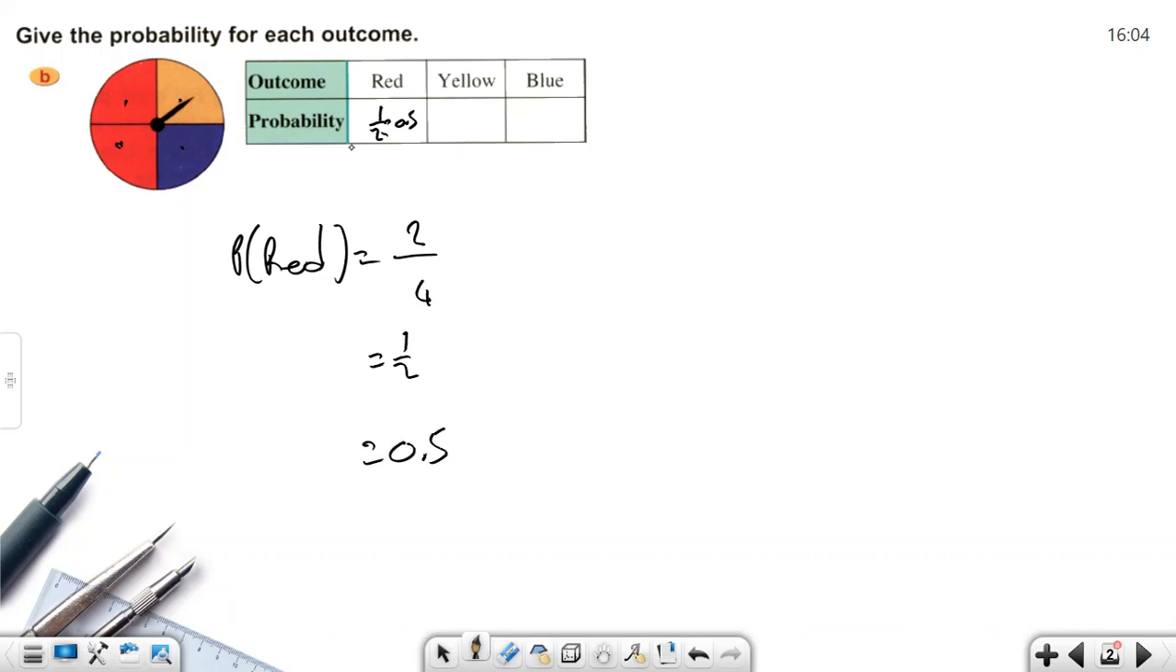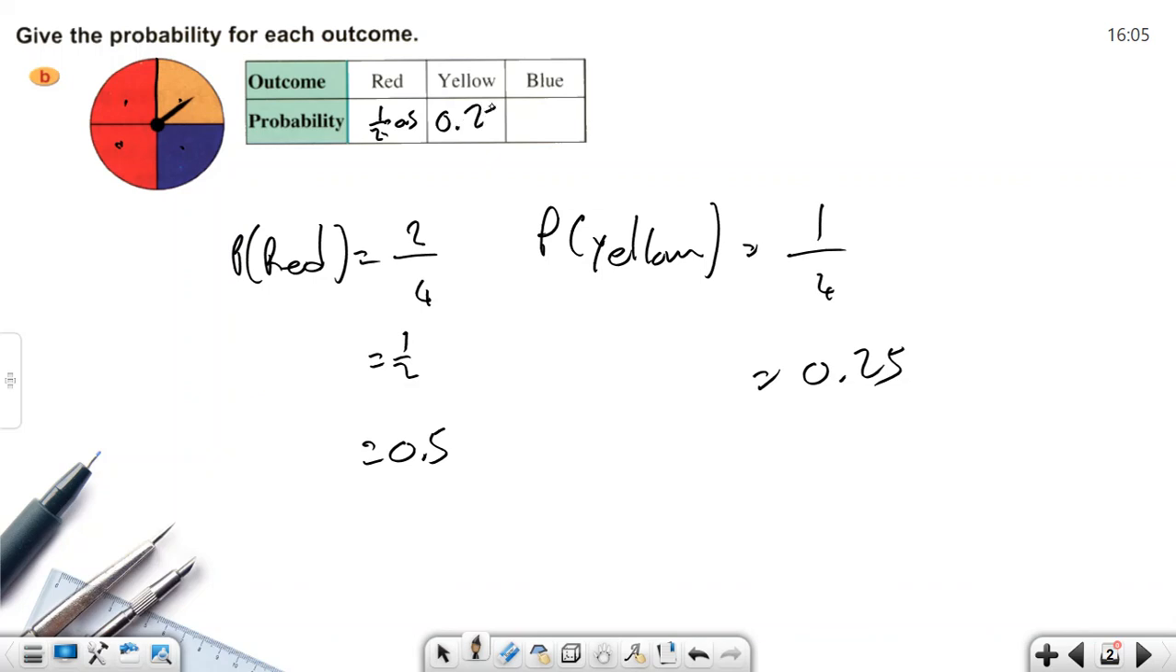What about yellow? We have only 1 sector yellow, and in total we have 4 sectors, so 1/4. So we can say it's a 0.25 chance. 1/4 is 0.25. And blue is the same as yellow. Blue and yellow have the same area of sector, so we can say 0.25.